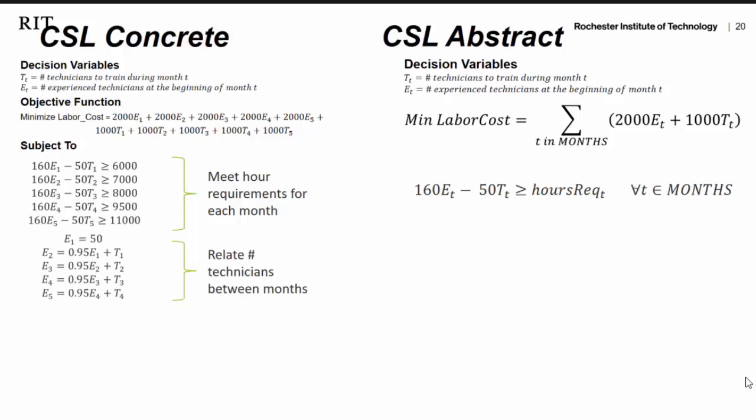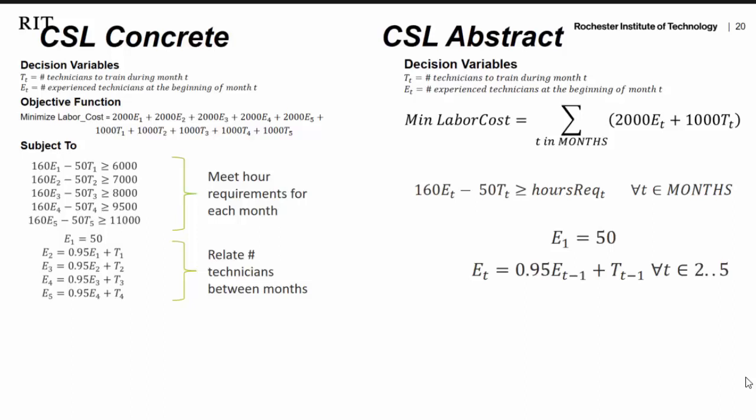And then we have another set of constraints that's basically calculating how many experienced technicians we have at the beginning of each month. So in our abstract model, the first constraint that's just capturing our starting number of technicians looks the same, but the last 4 we can write more succinctly because they all follow the same pattern. We can say, well, the experienced technicians in month T is equal to 0.95 times the experienced technicians in T minus 1, or the month before.